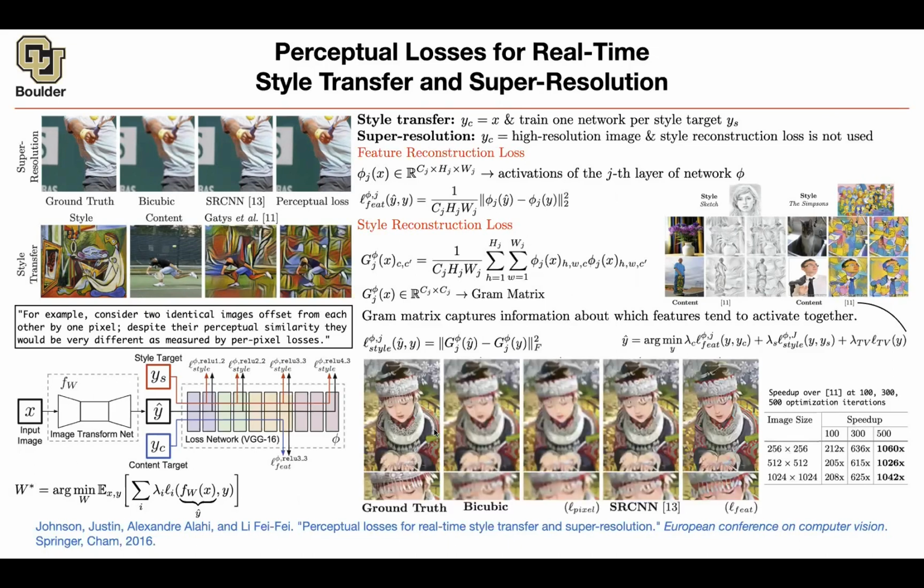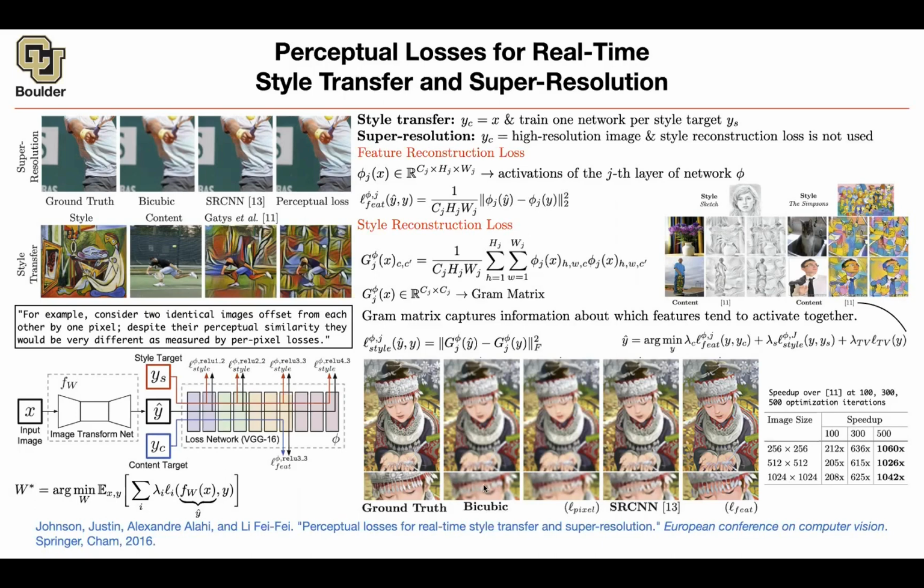And then you can also see the difference when you do super resolution. This is bicubic, this is SRCNN, the previous paper, and this is from loss of the features. So it's from this loss. And you can see more pattern compared to the blurry ones that you're getting from the previous one. So any questions so far?